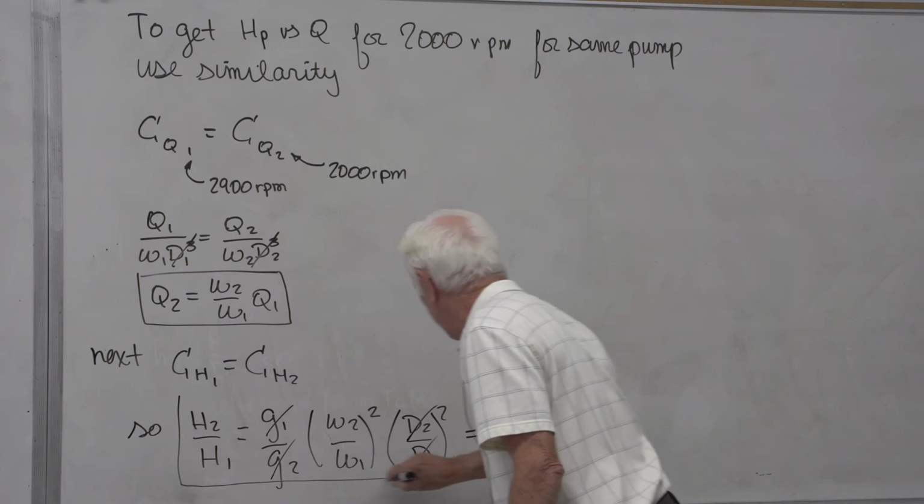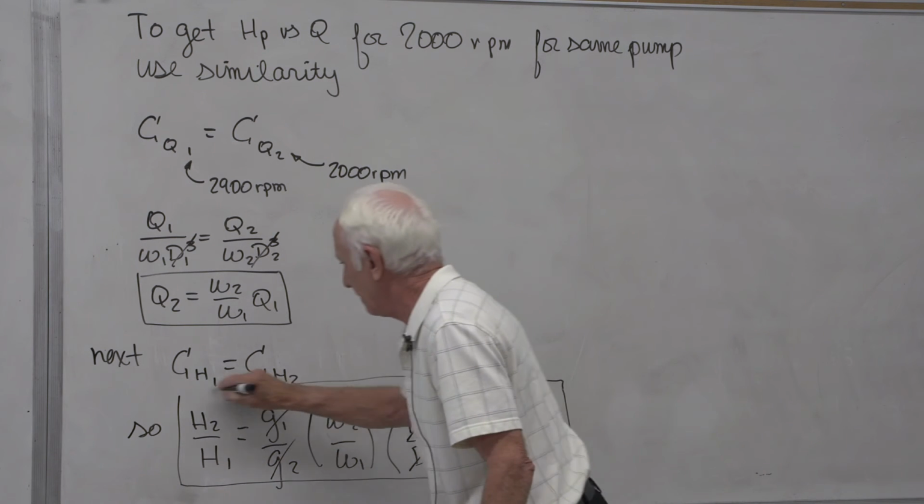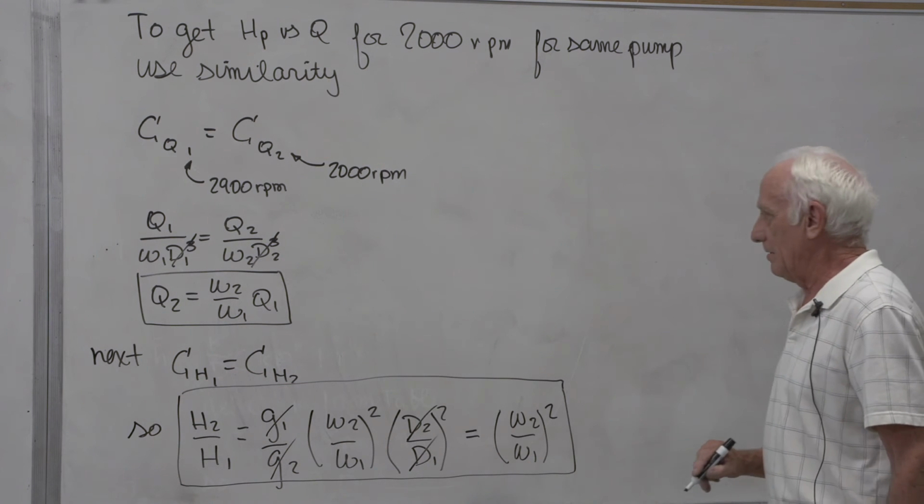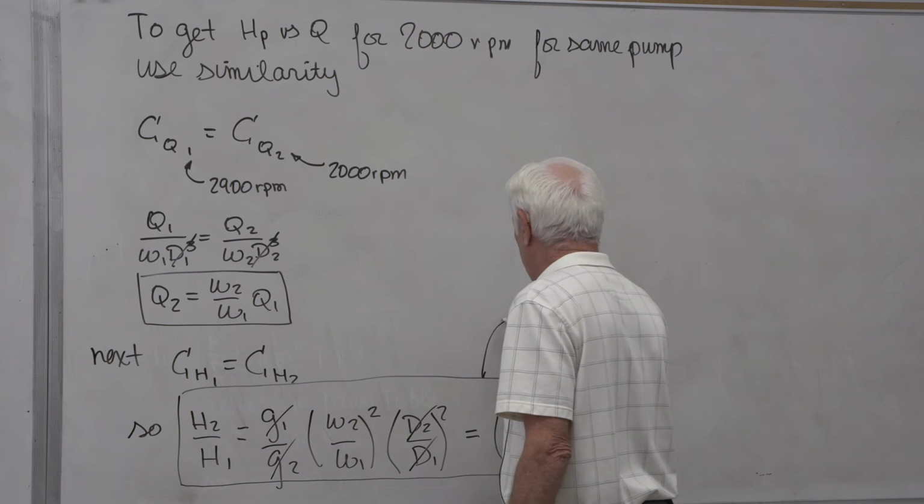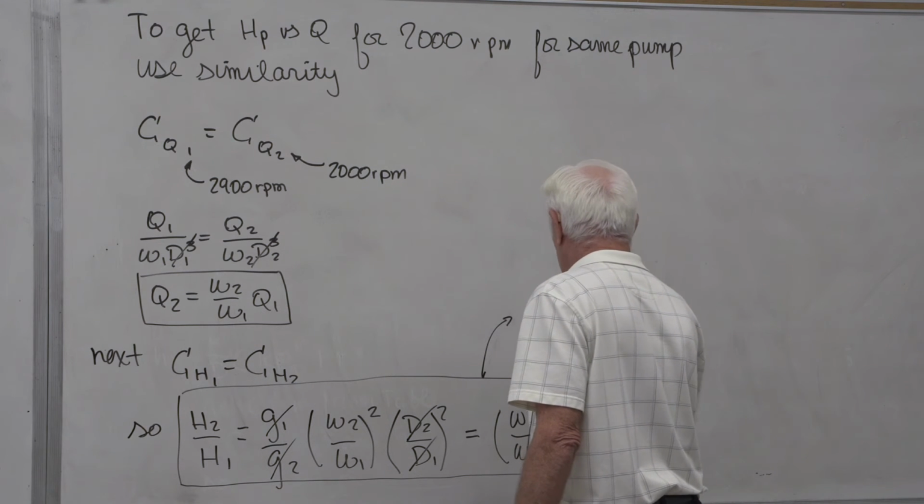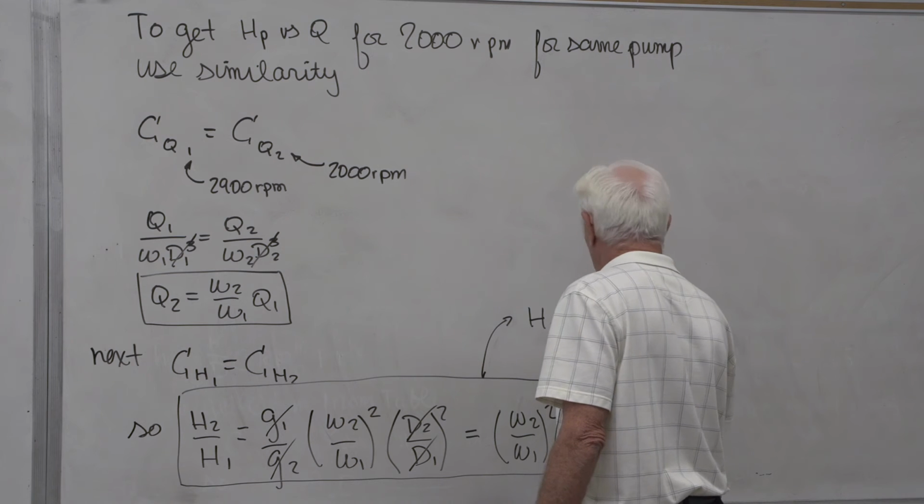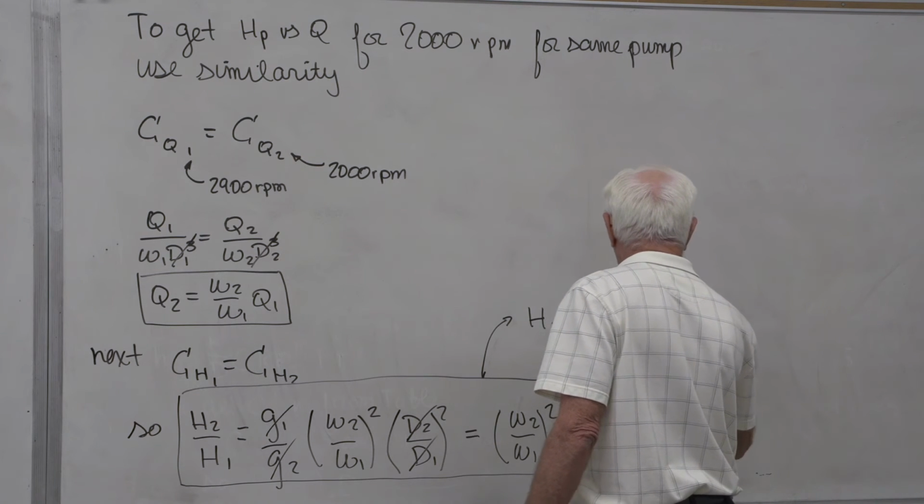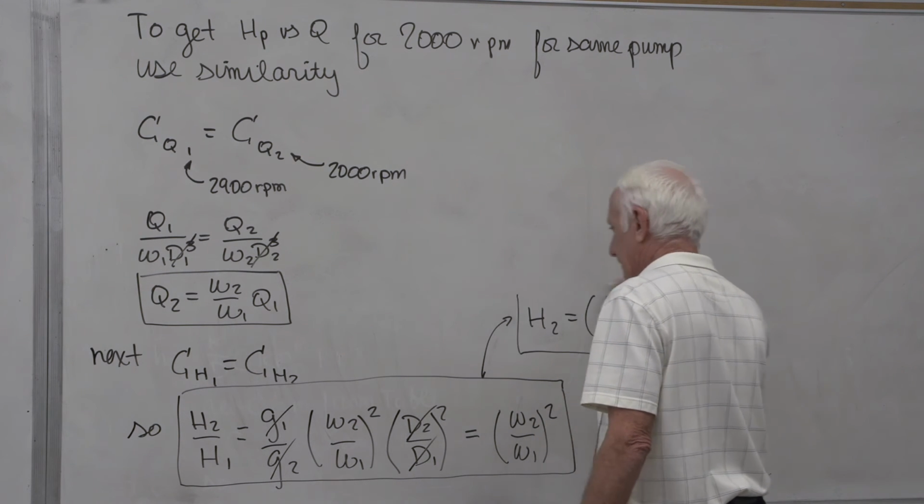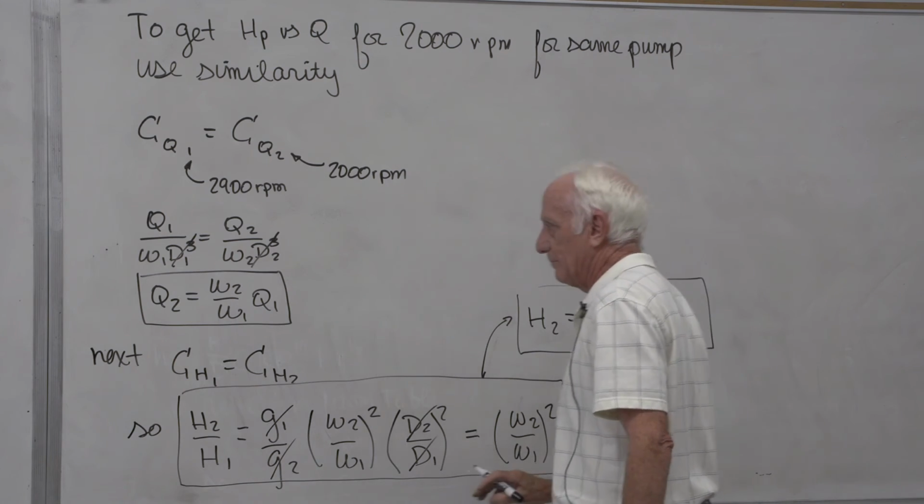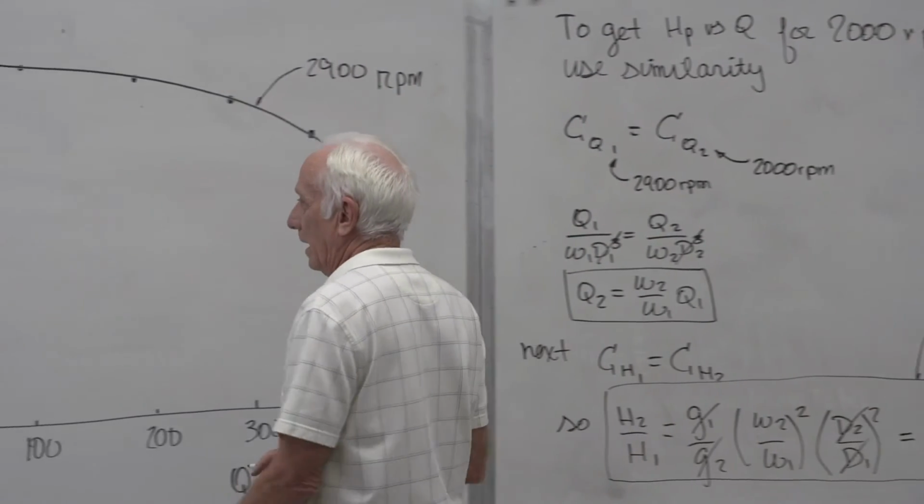I'll box that whole thing in. Okay, so now I'll put up here, H2 equals omega 2 over omega 1 squared times H1. There's the box. All right, here it comes.